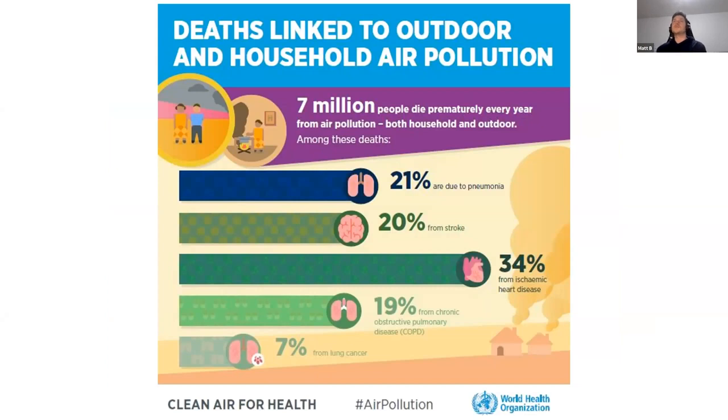So air pollution kills a lot of people. People don't really realize it. It's actually one of the leading causes of death in the world, annually across the world. It kills 7 million people a year. These are 7 million premature deaths, so people that didn't have to die at that time. And this is a breakdown of the different types of illnesses or diseases that are actually caused by air pollution.